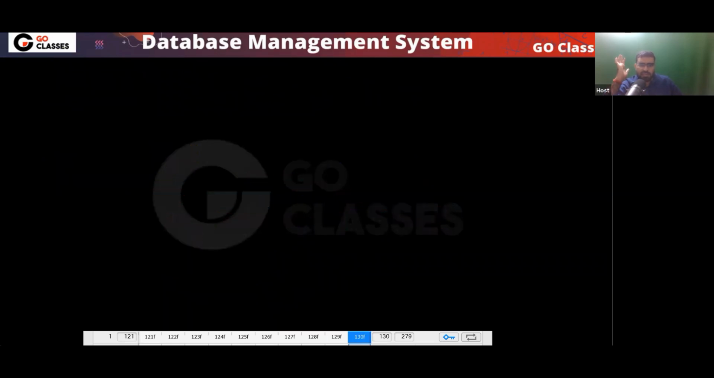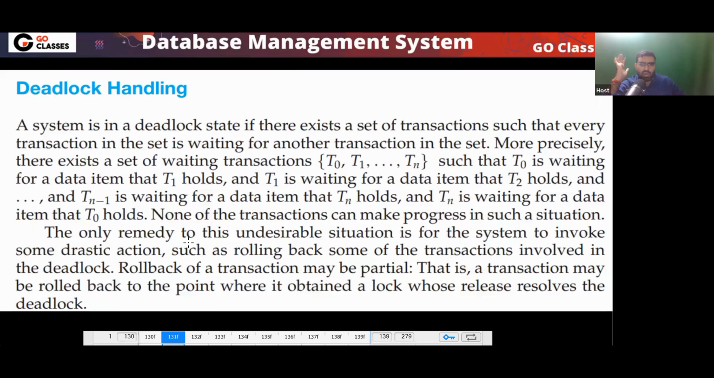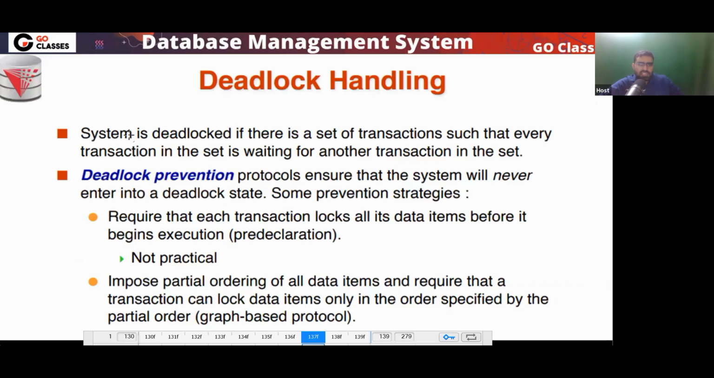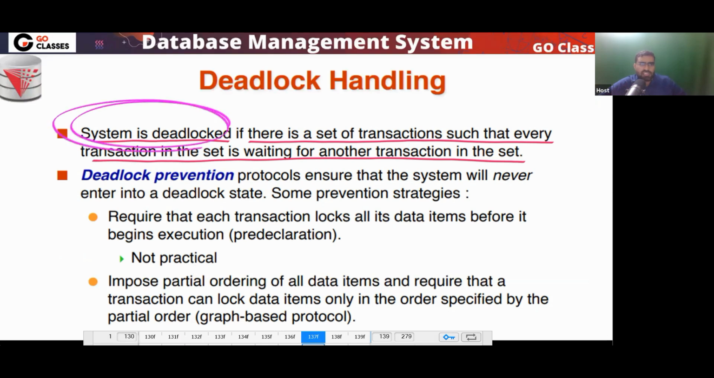Is this clear? Tell me, is the definition of deadlock clear or not? Let me know. This is the definition. When can you say the system is deadlocked? Look at this definition. A system is deadlocked if there is a set of transactions such that every transaction in this set is waiting for another transaction in this set. Very simple definition.